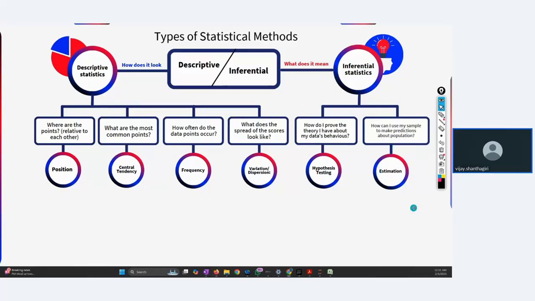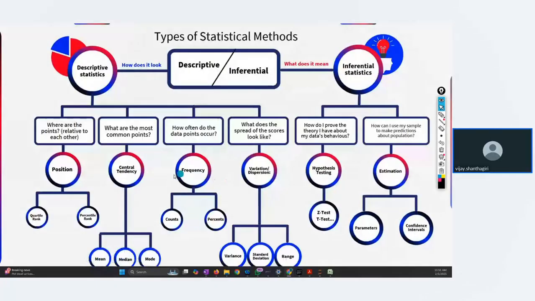To do all of this, now we come to the final. Position is quartiles and percentile ranks. The central tendencies are called mean, median, and mode. The frequency is called counts and percents. The variation computations are variance, standard deviation, and range. And for hypothesis testing, you have Z-test, T-test. For estimation, you have parametric estimation and confidence intervals.